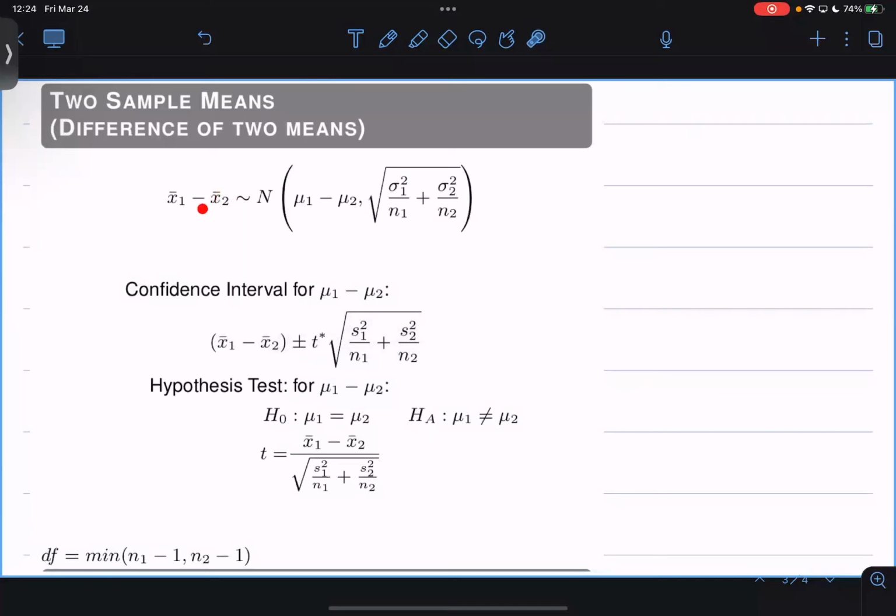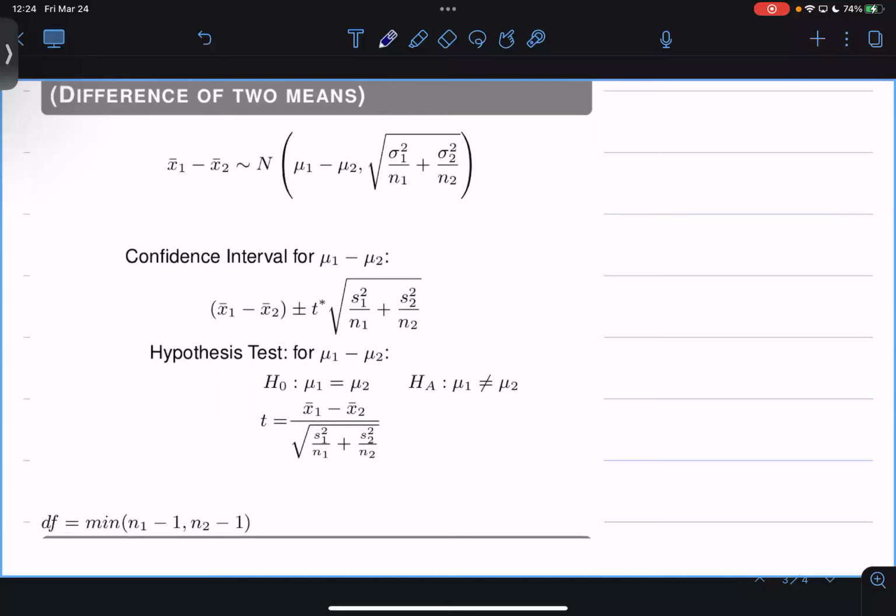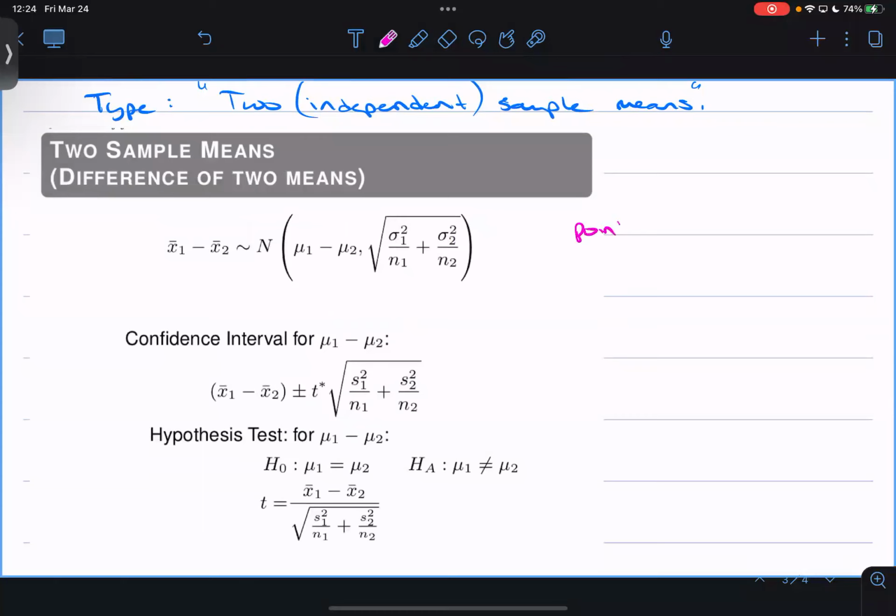So I start off and I give you the sampling distribution of the difference of the two means, which is, of course, how we're going to compare these two sample means. Well, what's my best guess at the difference in the two population means? Well, it's the difference in the sample means. So here, the point estimate is going to be x1 bar minus x2 bar.